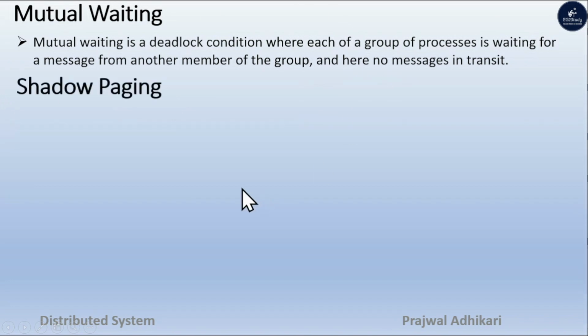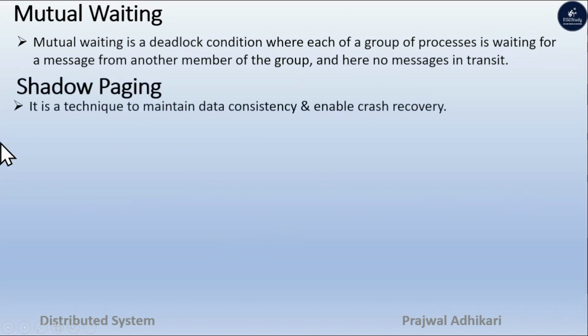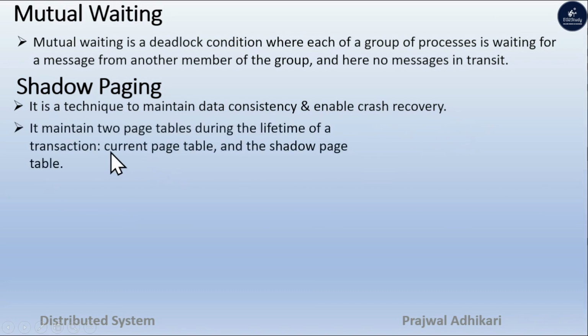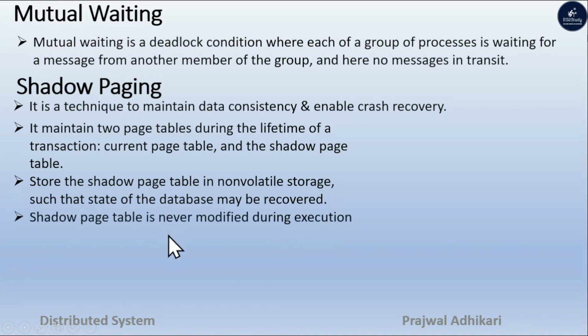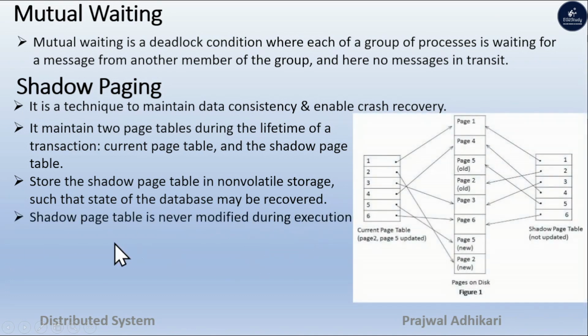Shadow paging. Shadow paging is a technique to maintain data consistency and enable crash recovery. It maintains two page tables during the lifetime of a transaction, that is, the current page table and the shadow page table. Store the shadow page table in non-volatile storage, such that the state of the database may be recovered. The shadow page table is never modified during execution.